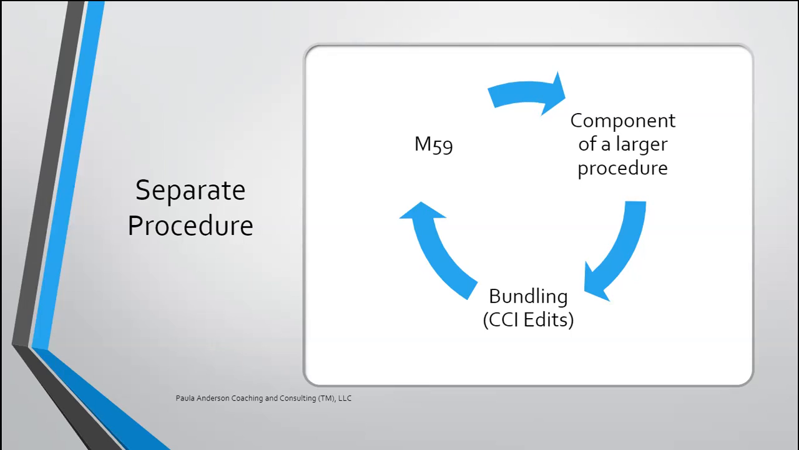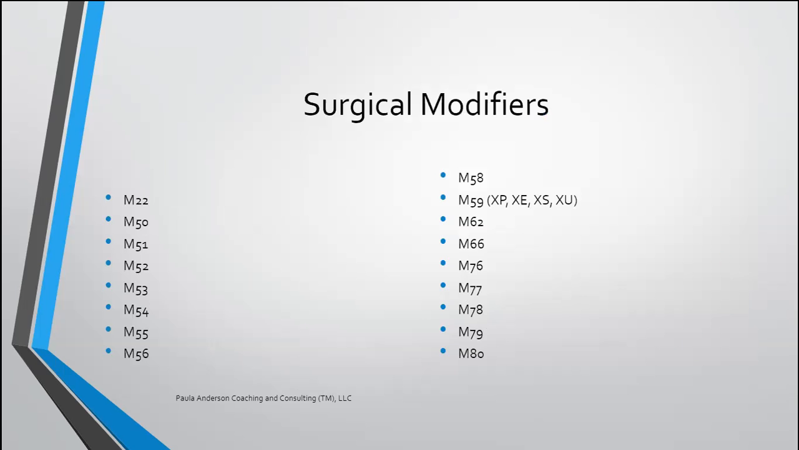Now I have modifier 59 on this slide because when you have a separate procedure and it needs to be billed separately, meaning that it is a procedure that was done distinct of other procedures, then that's when we'll add modifier 59. Now that takes us to some of the surgical modifiers.